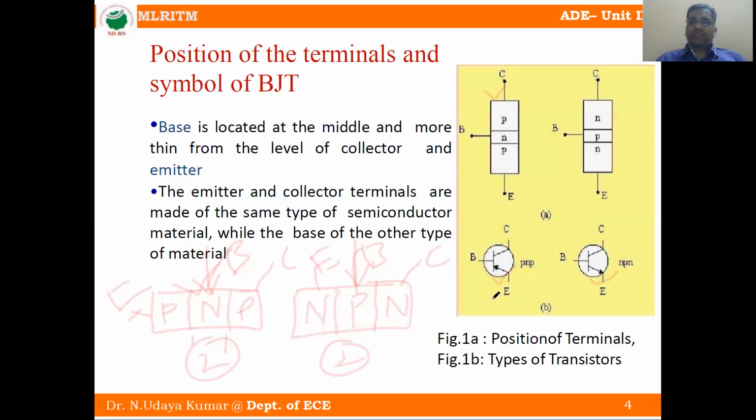This is the symbol for PNP and the symbol for NPN. Here P and N, two different materials, form one junction. N and P form the other junction. So two junctions, three layers. BJT has two junctions and three layers. Understood?